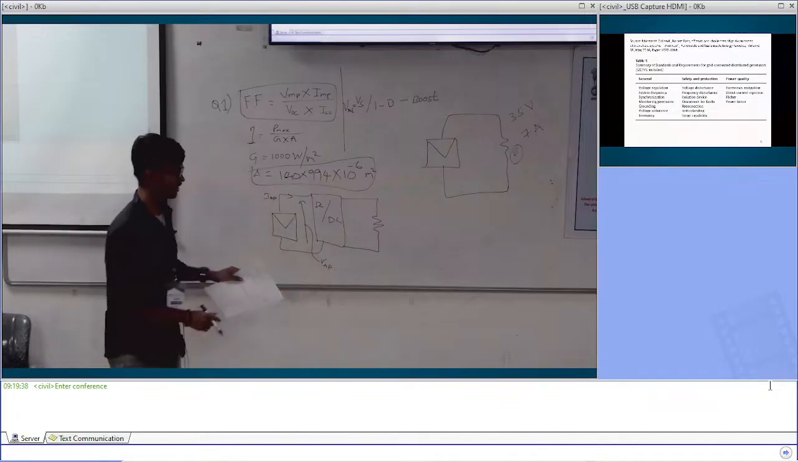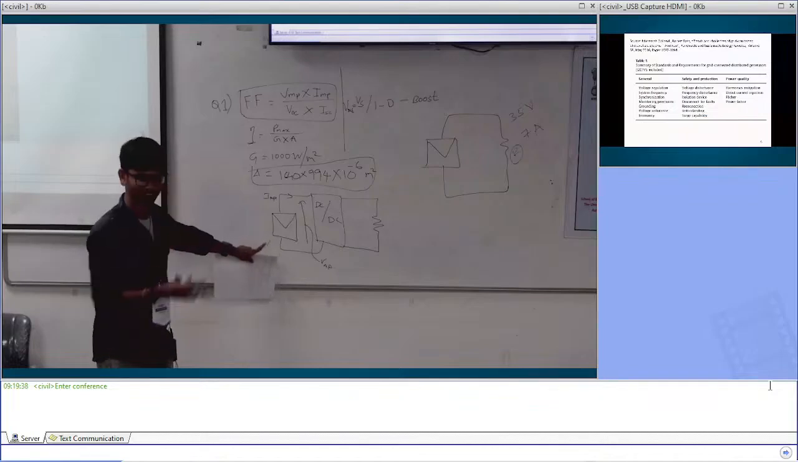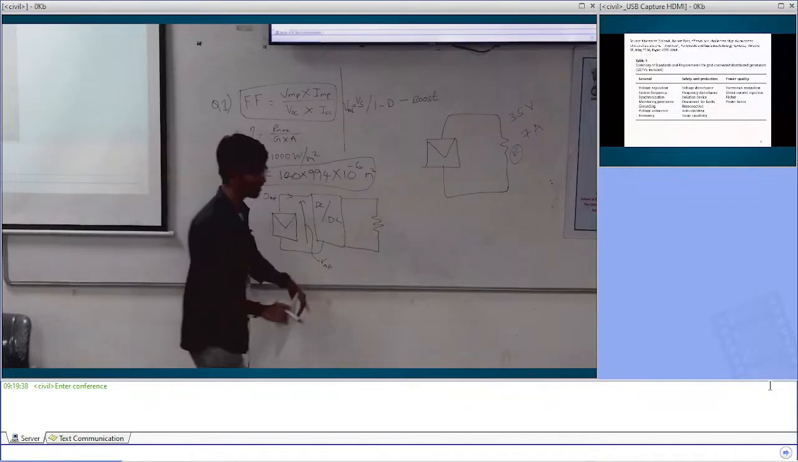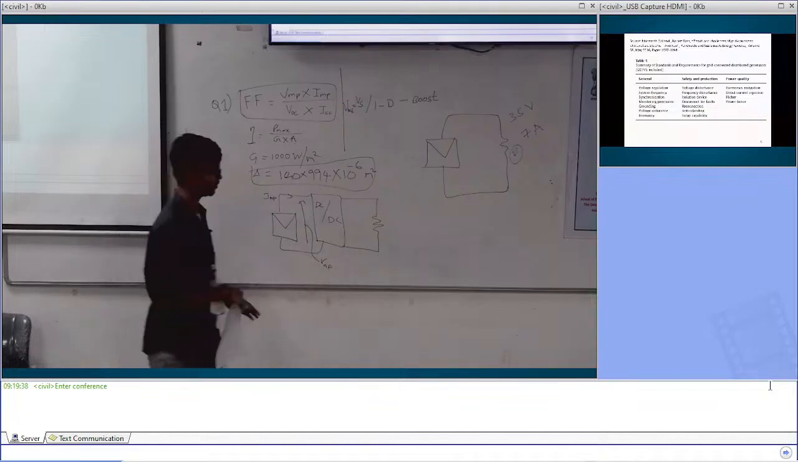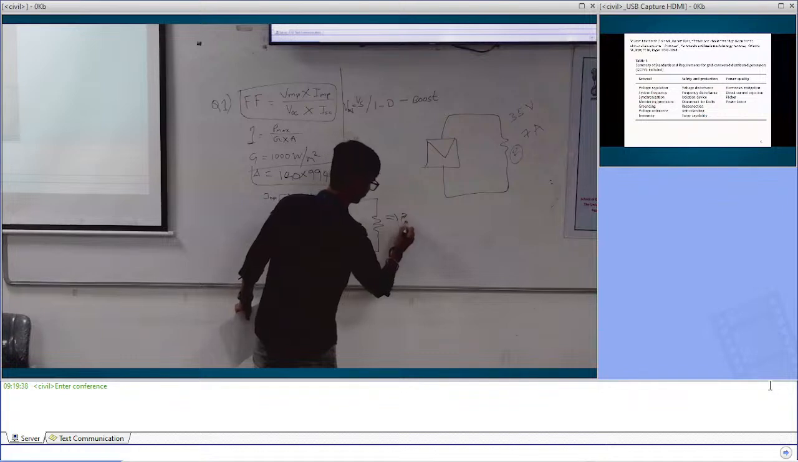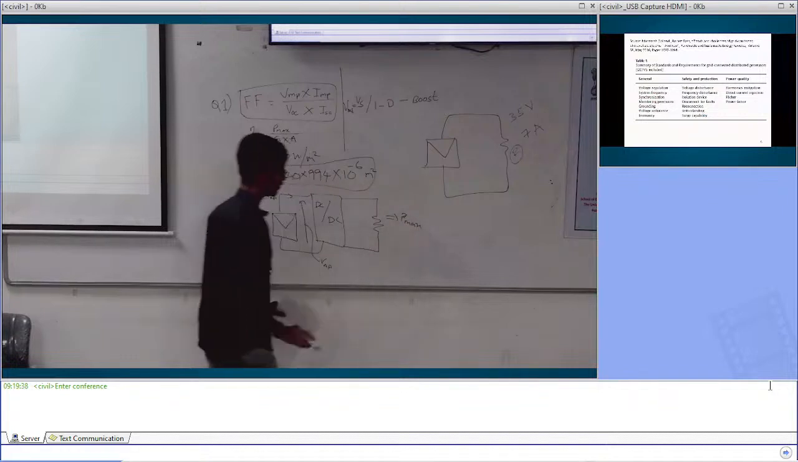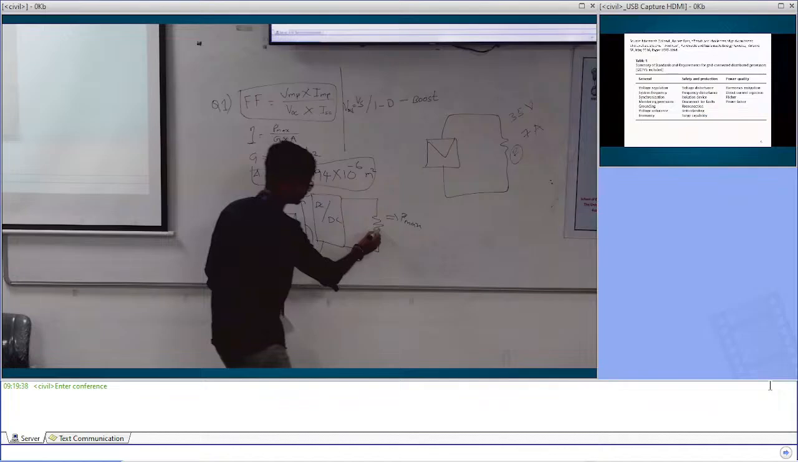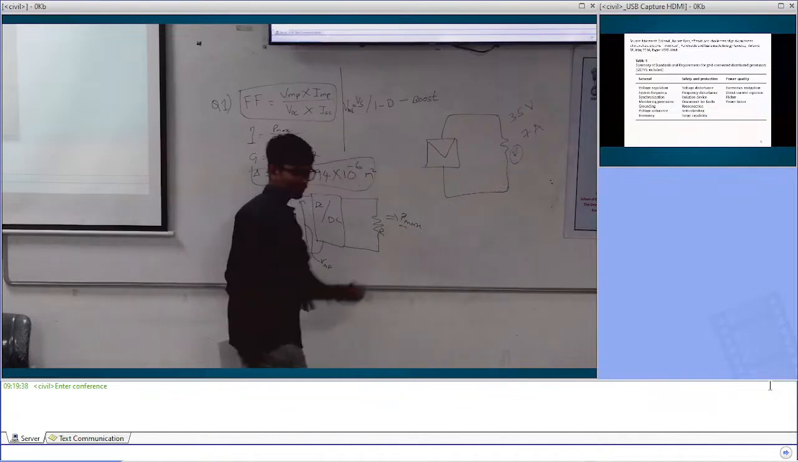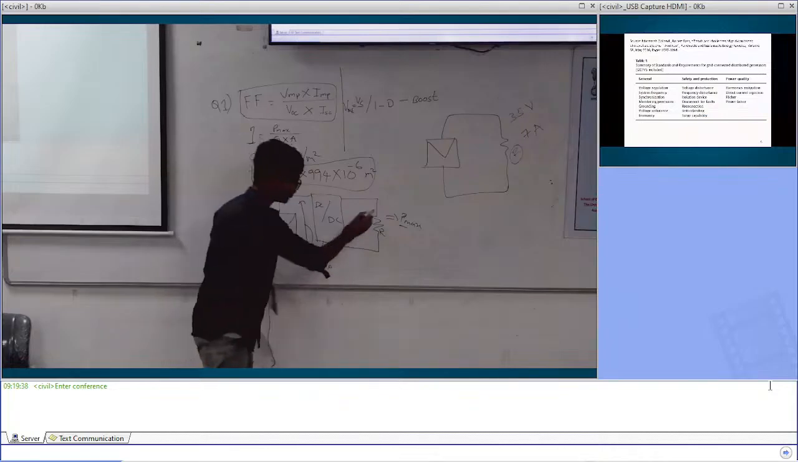So if we are generating maximum power from the PV panel, then the same amount of power the resistor is absorbing. The resistor is now absorbing the same amount of P max power. If this resistor, which is the same value as this, is absorbing P max power, we can find the voltage across this resistor.